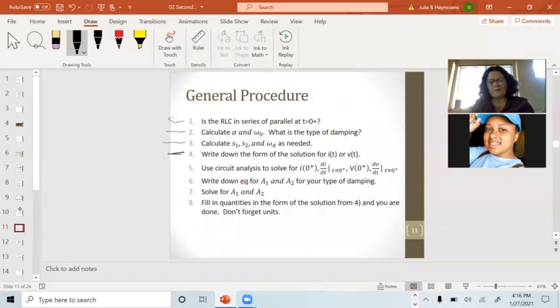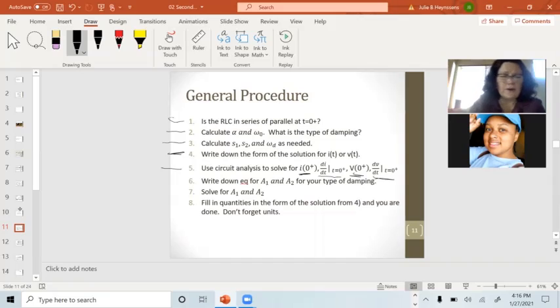Next step is the part everybody has trouble with, so it always ends up on the exam. Use circuit analysis to solve for what we need here, I of 0 plus, or the rate of change of I, the voltage, or the rate of change of voltage. And we'll go through 3 examples of that today. That's a lot.